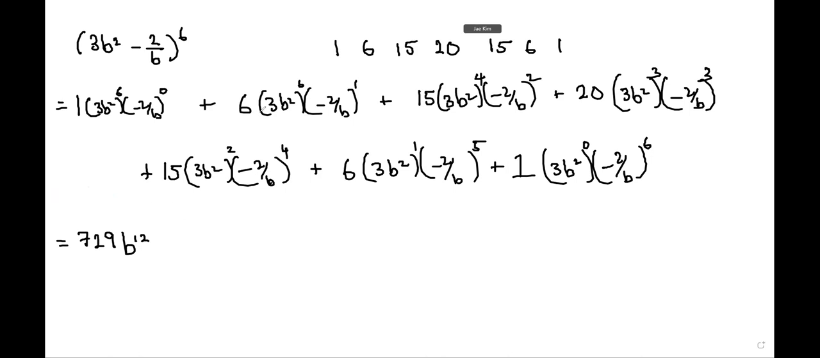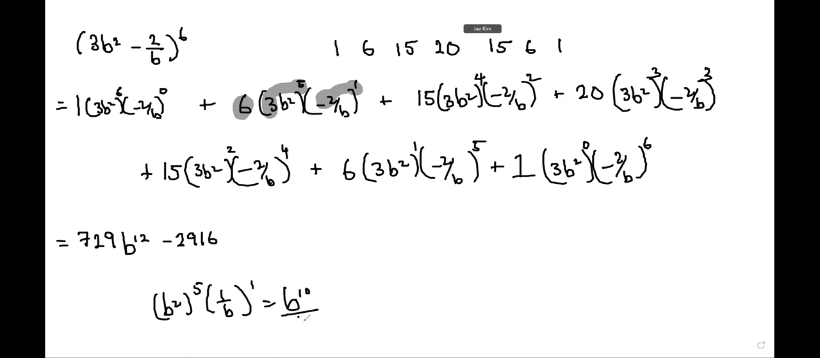Next. Once again, let's do the coefficients. We've got 6, 3 to the power of 6, and negative 2 to the power of 1. So 6 times 3 to the power, oh sorry, that's a 5. 3 to the power of 5 times a negative 2 to the power of 1. That is negative 2,916. And then let's do the variable. That is b squared to the power of 5, and 1 over b is to the power of 1. So this is b to the power of 10 divided by b. The variable is b to the power of 9.